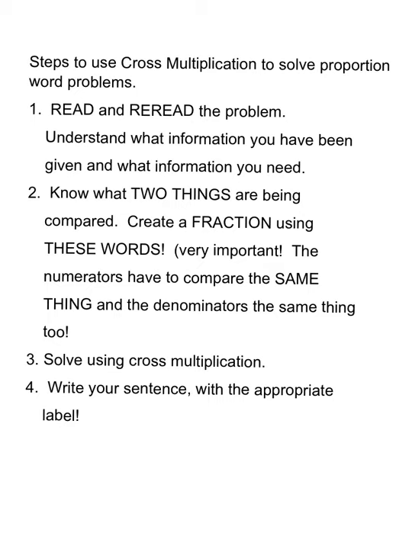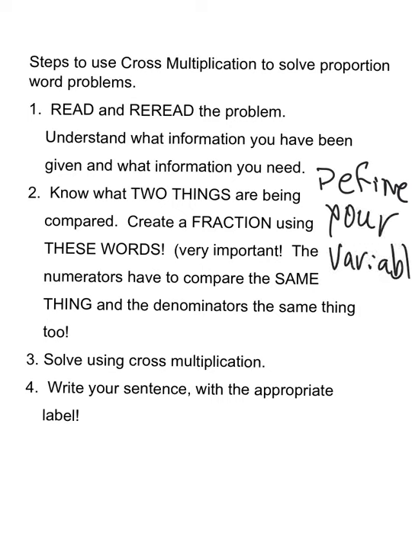Also, define your variable. I didn't have that on there, but of course, define your variable. Let whatever variable you use equal whatever the number is you're trying to find. All right. Then step 3, do cross multiplication. Once you have your answer, make sure it makes sense. Write your sentence with your appropriate label. Let's try it.